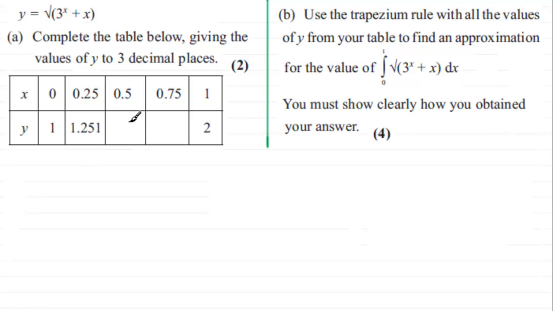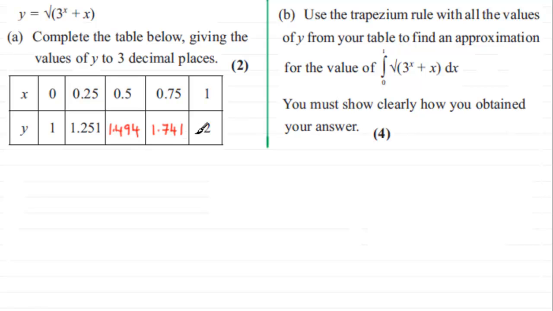Well, if you put 0.5 through, you should find that you get 1.494. And if you put 0.75 through, you should find you get 1.741. That's if you round both of these to 3 decimal places.